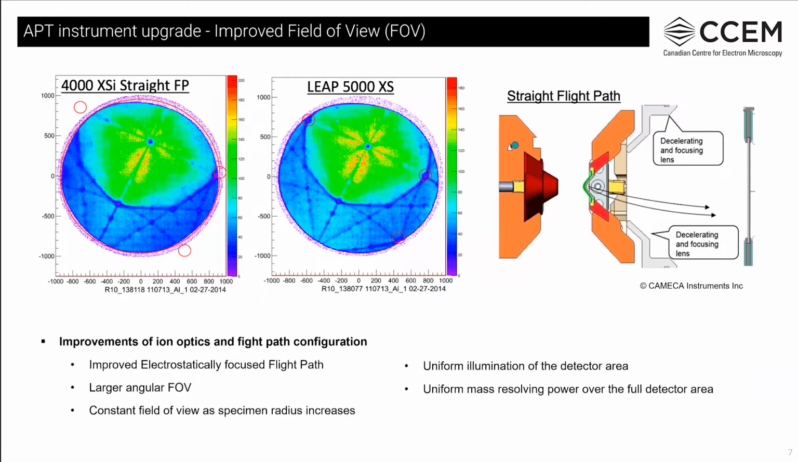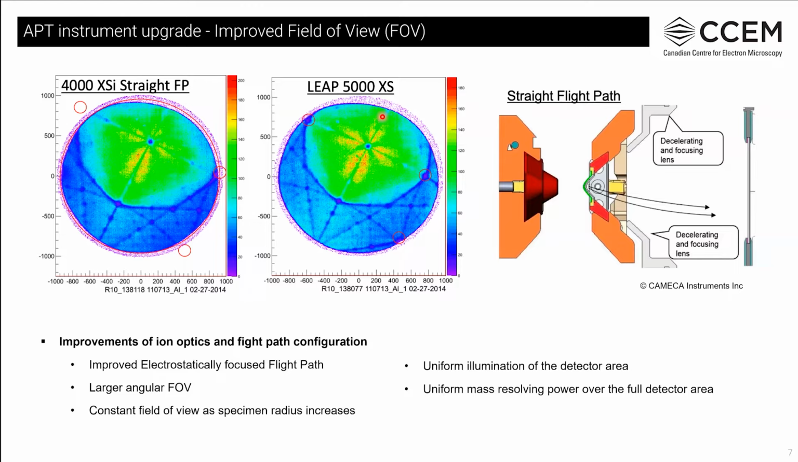The third benefit that I want to go over is the improvement to the field of view. An example of the increase in field of view that we can achieve is shown here, where we see that it now becomes possible to capture more crystallographic information on the 5000 straight flight path.